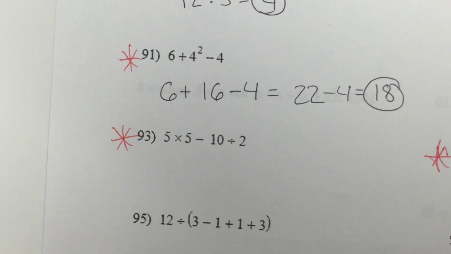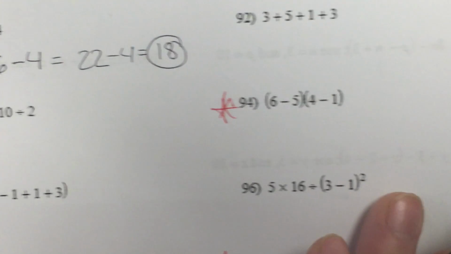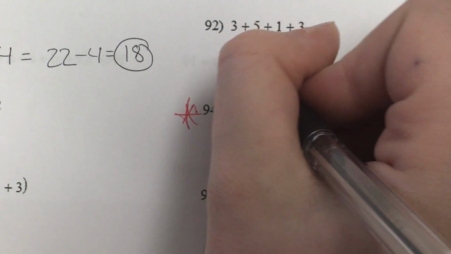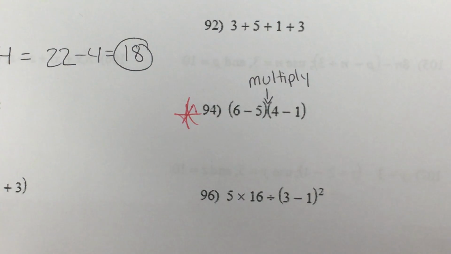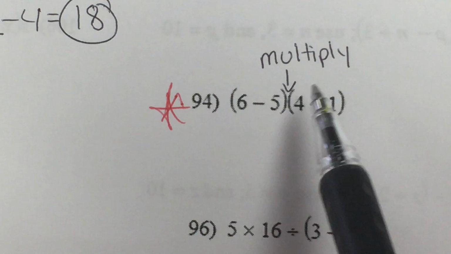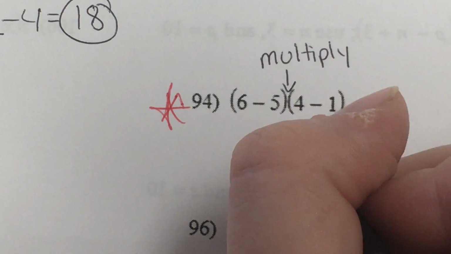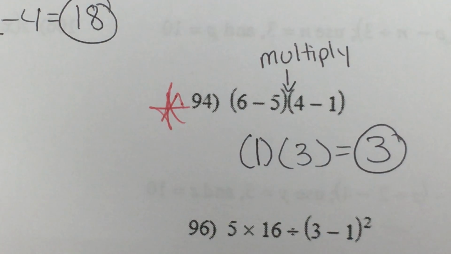All right. I'm going to skip this one for a second. I'm going to go to 94. I'm going to show you another one that has parentheses. Now here, when these parentheses are right next to each other, what this means is multiplication. Hopefully you guys know by now that when you see two things side by side like that, it's implied that you need to multiply. But before we can multiply, we need to take care of this parentheses first and this one. So 6 minus 5 is 1, times 3, which is 3.